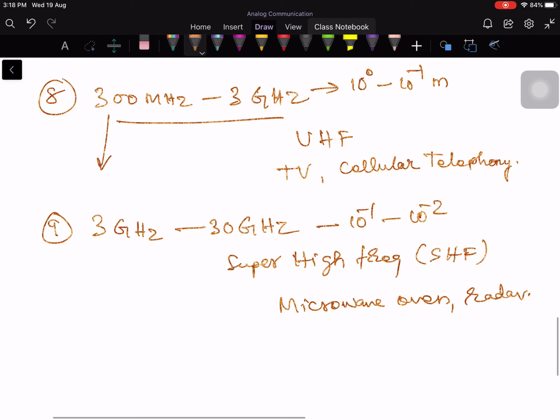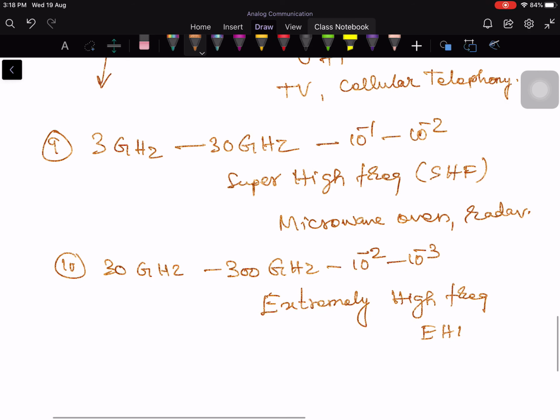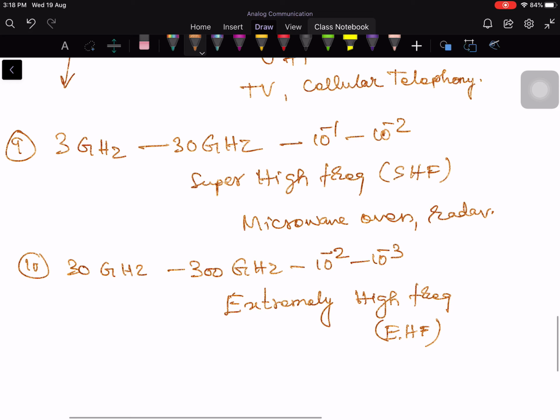Okay, then 30 gigahertz to 300 gigahertz. This one is extremely high frequency, and the corresponding wavelength is in the range of 10 to the minus 2 to 10 to the minus 3. Okay, this one is EHF, and this one is used in satellite communication and radar applications.